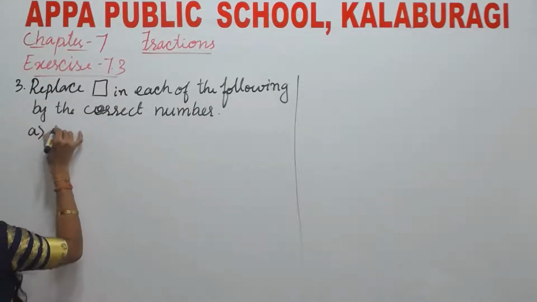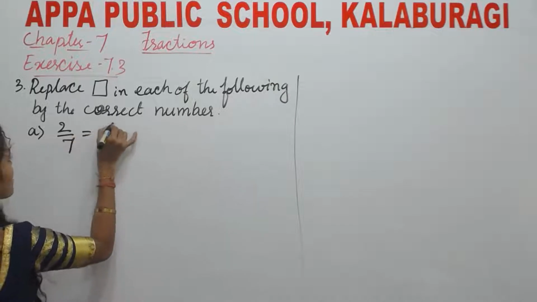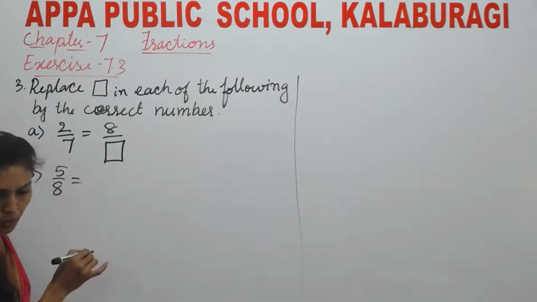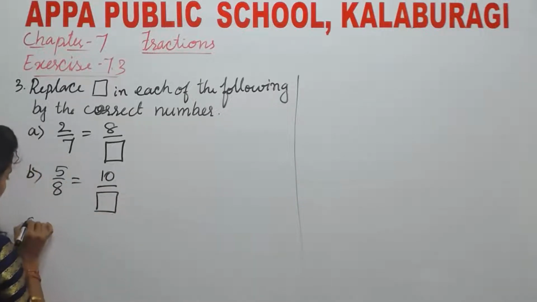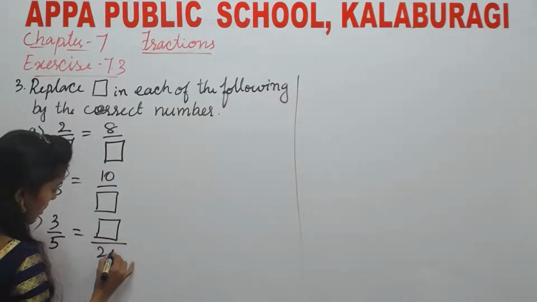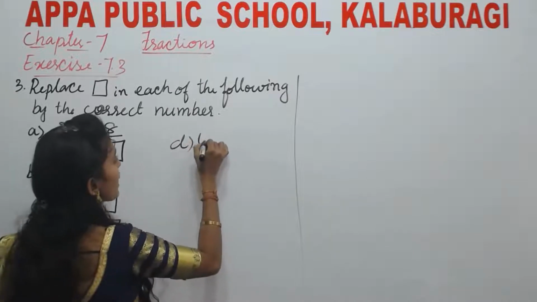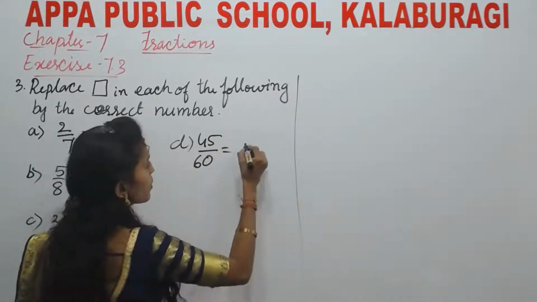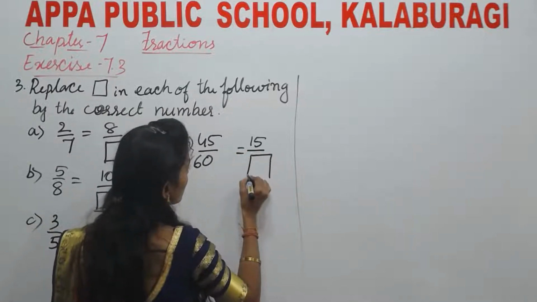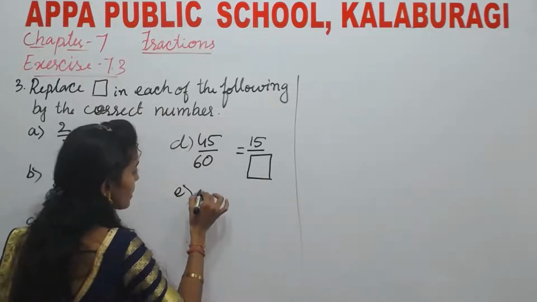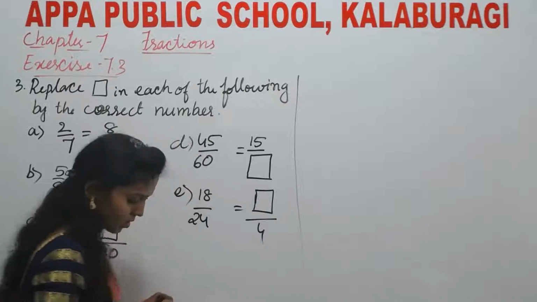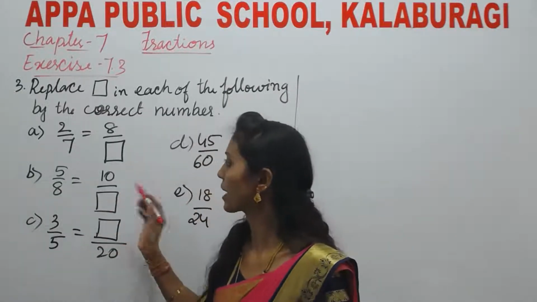A1: 2 by 7 equals 8 by dash. B1: 5 by 8 equals 10 by dash. C1: 3 by 5 equals dash, box, divided by 20. D1: 45 divided by 60 equals 15 divided by dash, box. Next, E1: 18 by 24 equals dash by 4. Both are equal. They have given equivalent fractions.